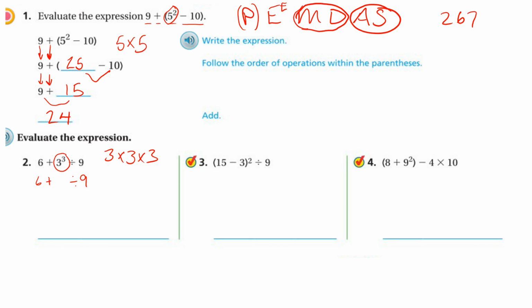The base is 3. How many 3's do we need? 3 of them. 3 times 3 is 9. 9 times 3 is 27. So I fill that in with a 27. Okay. Now I have addition and division. Division and multiplication comes before adding and subtracting. So I'm going to do this part of the problem next. 27 divided by 9. And that's 3.